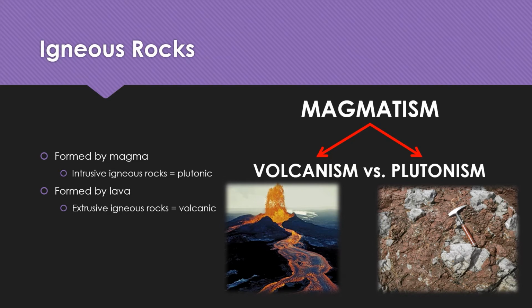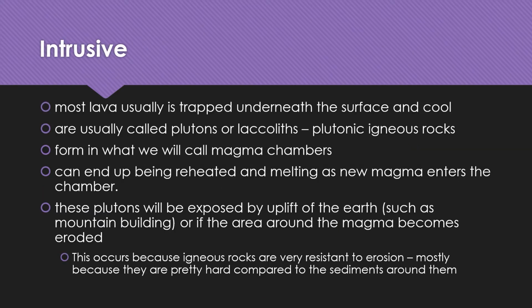An intrusive igneous rock, which is a rock that is underneath the surface, is called plutonic. And if it's formed by lava, it is known as an extrusive igneous rock, or volcanic. Although we hear a lot about volcanoes and their effects, most lava is usually trapped underneath the surface of the Earth where it cools. These will form what we call plutons or laccoliths, which are plutonic igneous rocks. These will form from what we call magma chambers, and these can end up being reheated and melted as new magma enters the chamber.